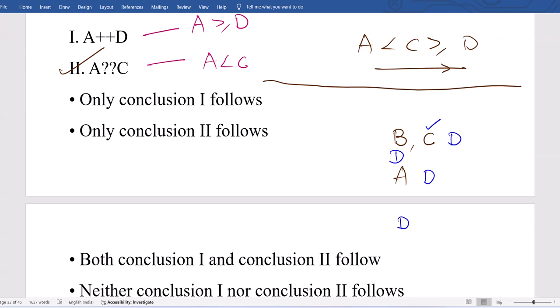Conclusion means definitely true, always true. Here there is nothing which is always true, that's why I am not concluding. When you are concluding, you should conclude which is always true. Here only 2 follows.